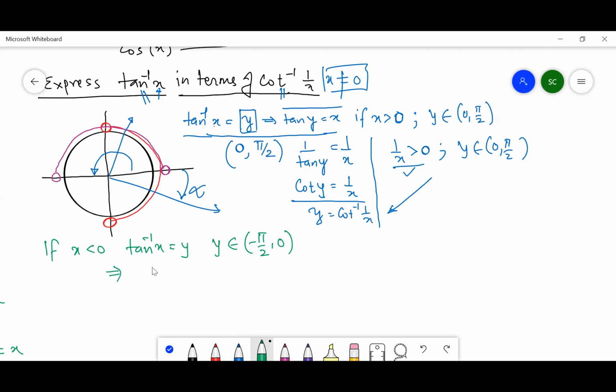Okay, so we proceed. We say y is equal to tan x. Fair enough, x is less than 0. Now we take the reciprocal. We say 1 upon y is equal to 1 upon tan x, which is equal to cot of x.